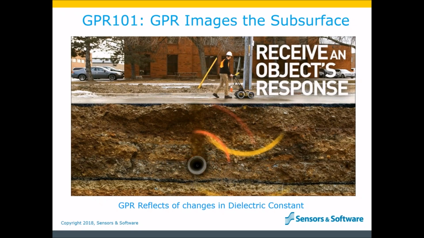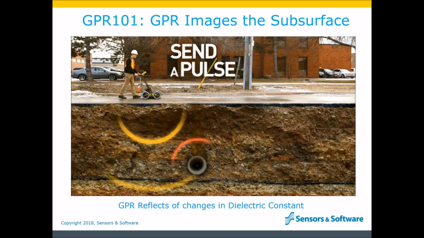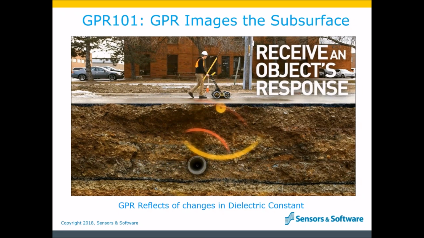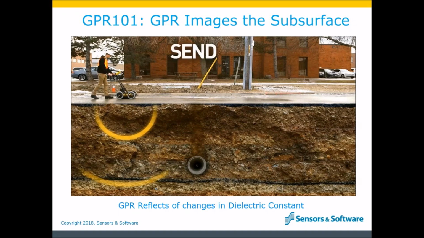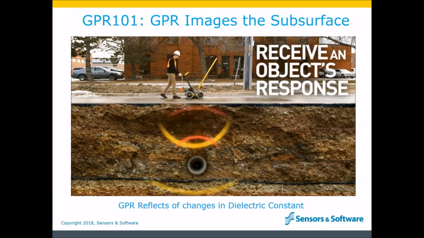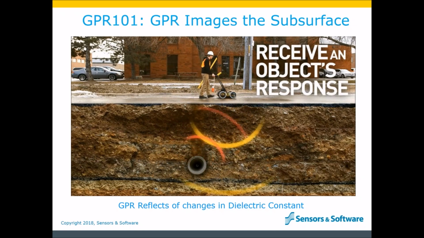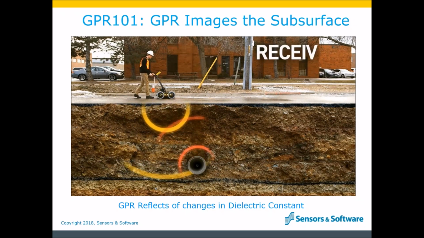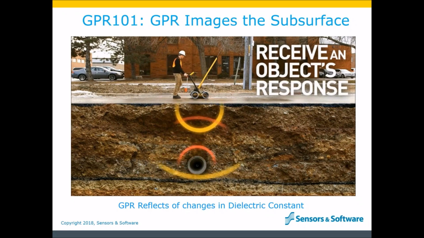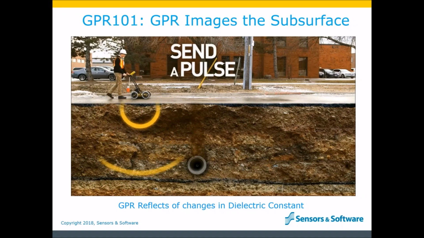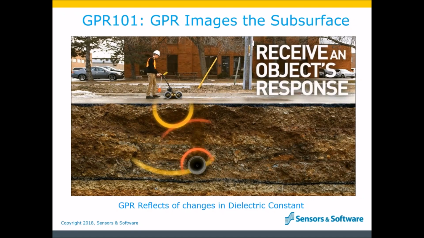GPR waves do not reflect off changes in density, as many incorrectly believe. It reflects off changes in material properties, specifically changes in dielectric constant. A PVC pipe has a different dielectric constant than the surrounding clay soil, for example. Similarly, a layer of sand will have a different dielectric constant than a layer of bedrock. And both of these interfaces can be detected by the GPR.